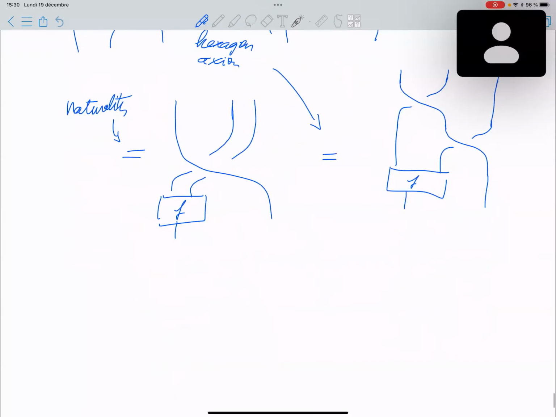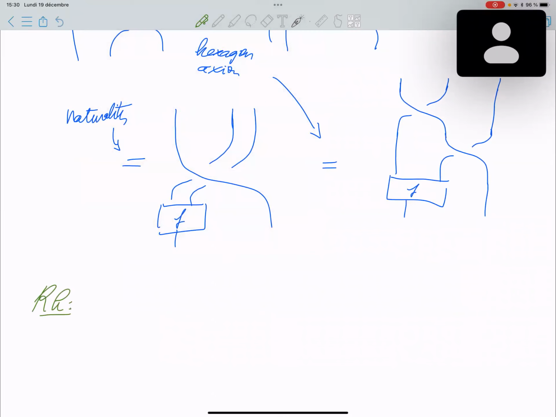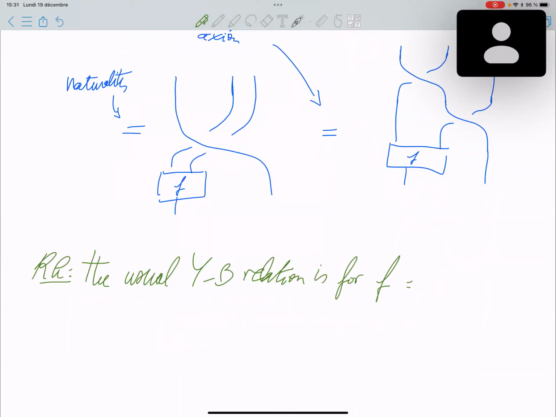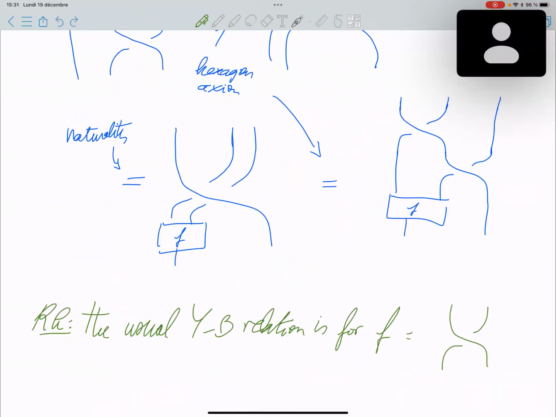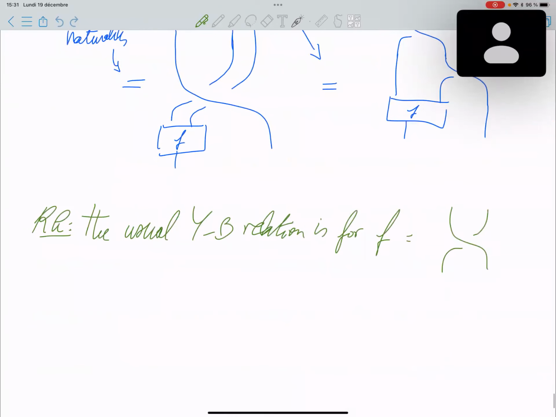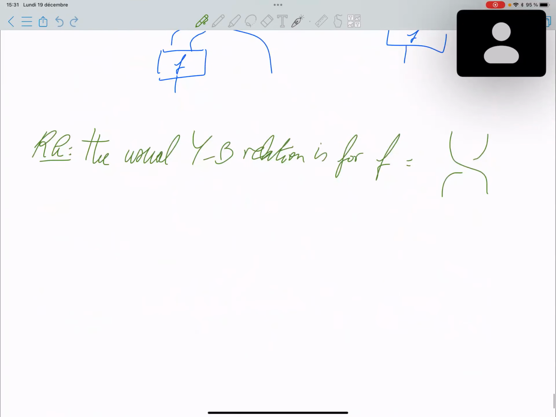So you see, remark, the usual Yang-Baxter relation is with F equal to the braiding. I forgot to write the objects; you can write X, Y, Z if you want, it does not matter. If you put F equal to one braiding like that, what you get is the usual Yang-Baxter relation, but in the next proposition, in the proof, we will need F to be the reverse of that.